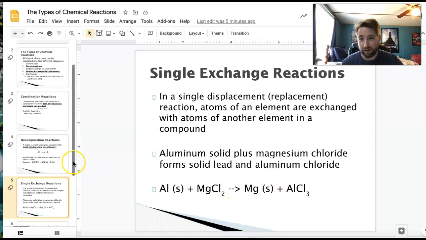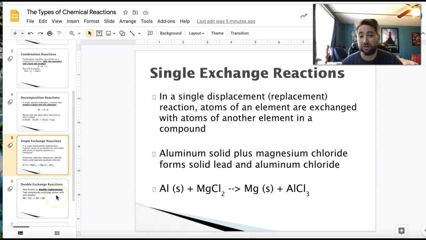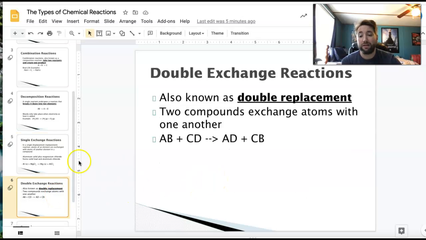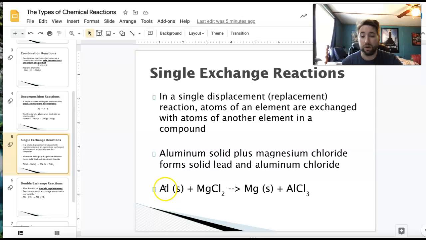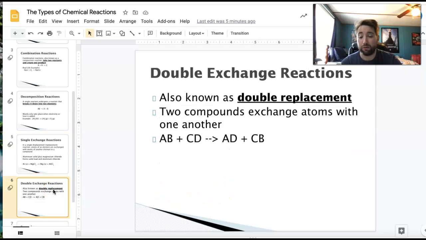I have a whole lesson on the activity series and why this one can kick out this one and all that other stuff. All right, for the next one, we've got double exchange. A lot of people get single exchange and double exchange mixed up. In double replacement or double exchange, again, they're the same thing, we've got 2 compounds. If you look back at the last one, there's one thing that's by itself. This is just one element, and then there's a compound. With double exchange or double replacement, there are 2 different compounds. And what they do, it's kind of like the do-si-do. They just switch partners. Now A bonds with D, and then C goes with B. They both just switch partners. It's like a do-si-do kind of thing.